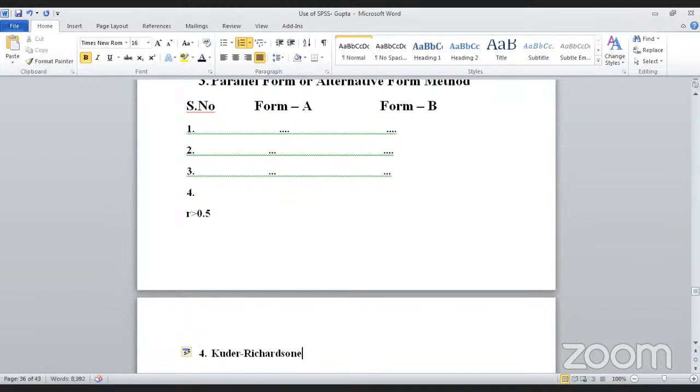I still have another method, the Richardson formula 20. This Richardson formula can be used only and only for a test. It cannot be used for a scale. It cannot be used for your inventory.